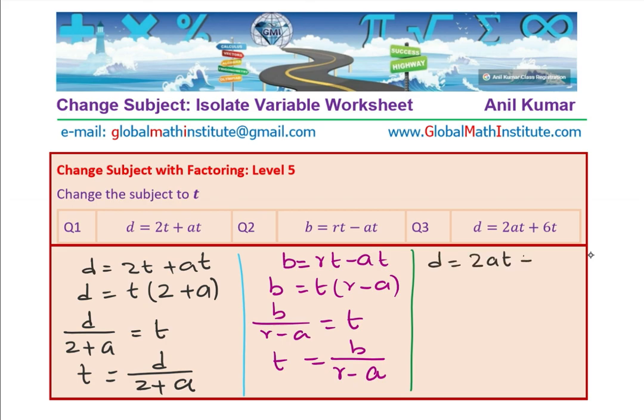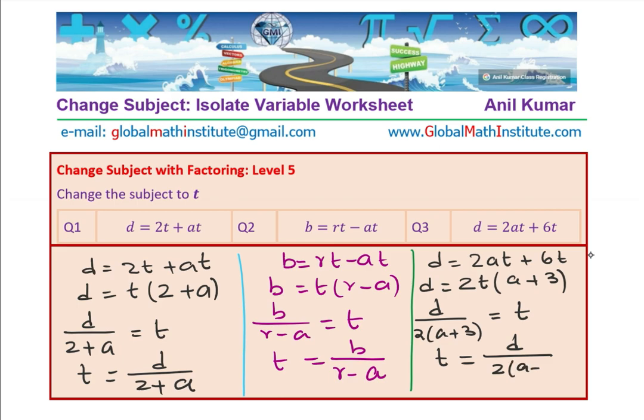Likewise, let's do the next one, which is d equals 2at plus 6t, right? So slightly different from the previous one. We got some numbers here to be factored out, right? So as you can see, along with t, 2 is also common, right? So I could actually factor out 2t and then write a plus 3, right? So 6 divided by 2 is 3. And now dividing, we get d over 2 times a plus 3 equals t. So when you divide, we want to isolate t. Perfect. So we just keep t and all other terms, put them in the denominator on the other side. So t is equal to d over 2 times a plus 3. Makes sense? So that is our first set of 3.